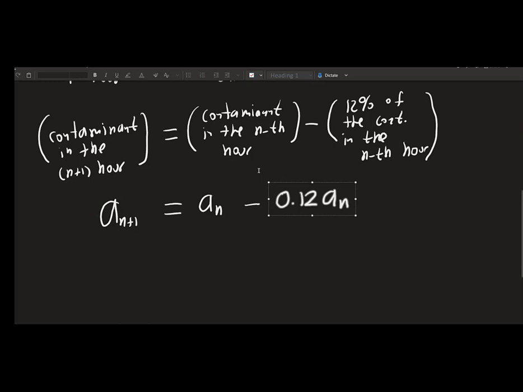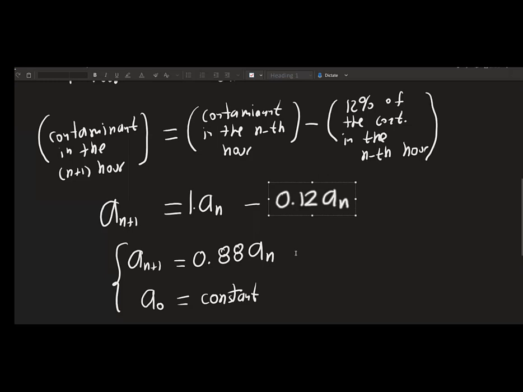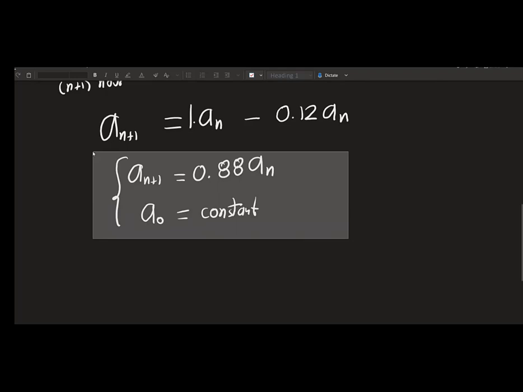So the AN plus 1 is going to be equal. Just do the subtraction here, right? So 1 minus 0.12 is going to be 0.88 of AN, right? And so we will have the dynamical system or the difference equation if we knew what A0 is, but A0 is just a constant here. Now you're going to see that we won't need that value of A0 to answer the questions we're trying to answer. Okay, so this would be our dynamical system or difference equation.